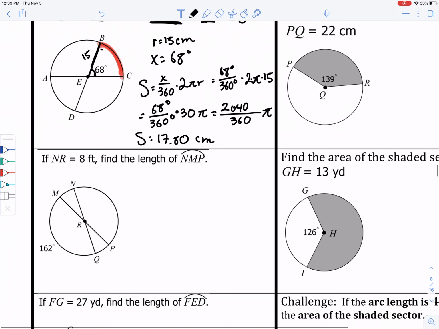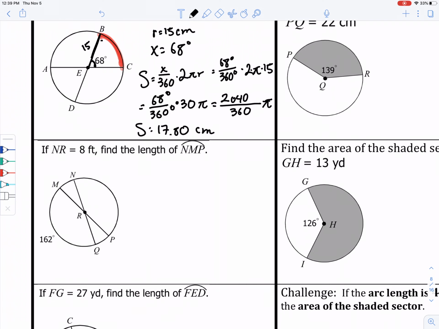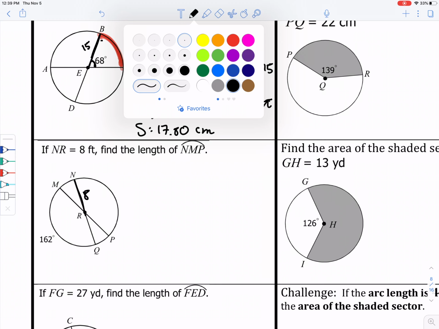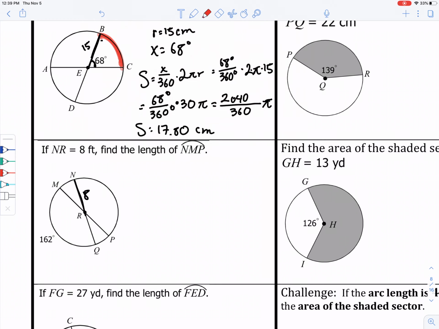Okay. Next one, NR. And I want to find the length of NMP. So NR is given as 8, so let's label that 8. And let's see what arc we want to find the length of. So I'm going to label or highlight it in red, NMP. This is a major arc.